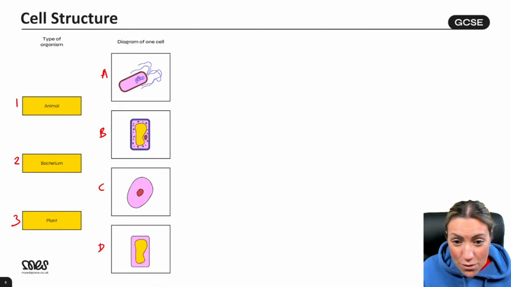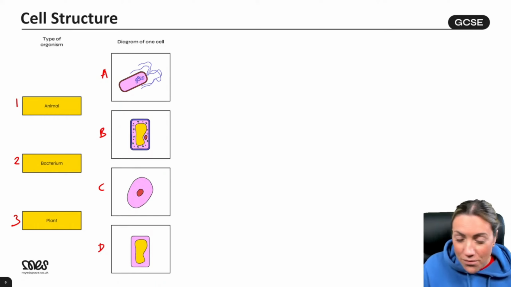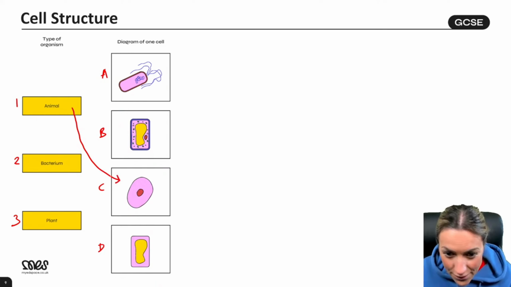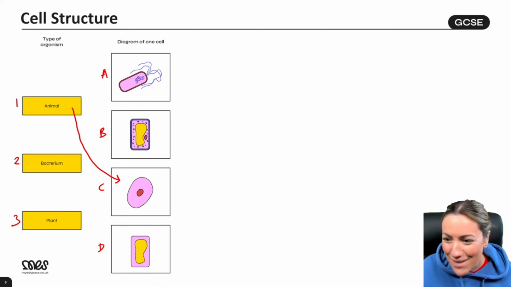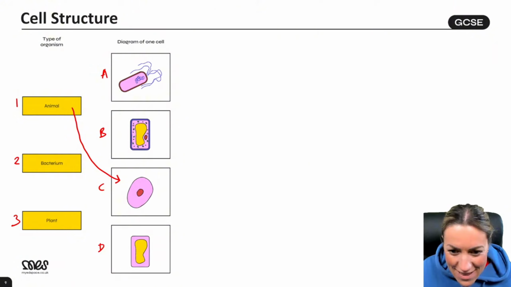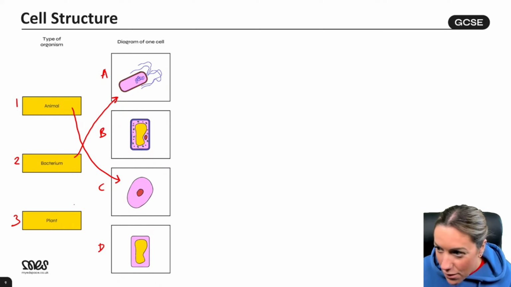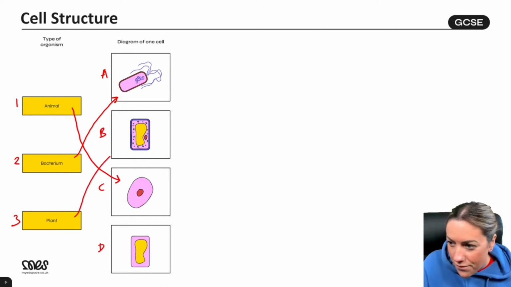Okay, noted, Aisha. Thank you very much. Right, so 1 goes with C. Easy peasy. We're locking in now, aren't we? Which one is the bacterial cell? 2 goes with A. Yeah, I'd agree with that. And which one is the plant cell? 3 goes with B. Yeah, I'd agree with that.